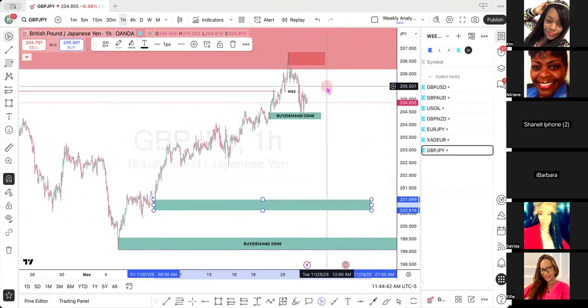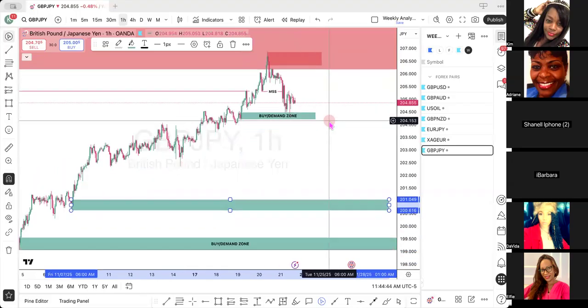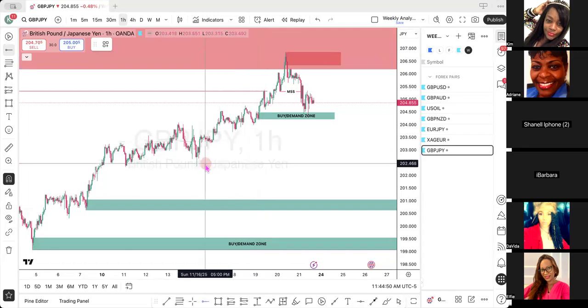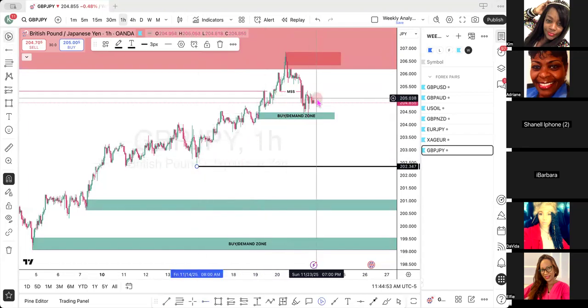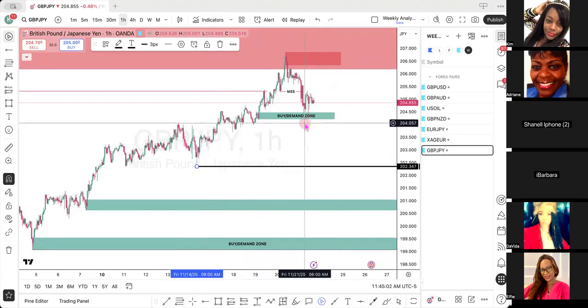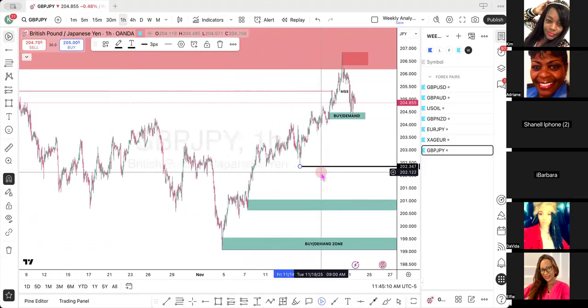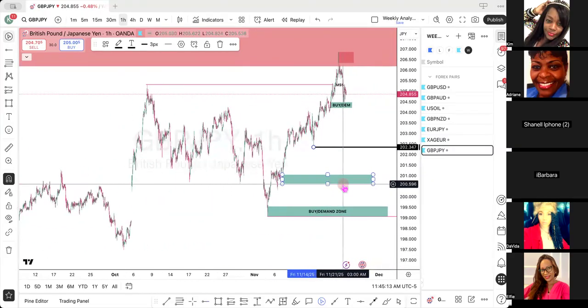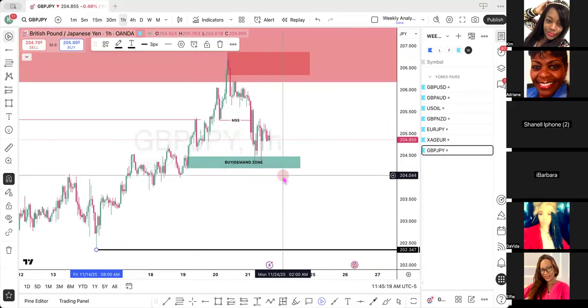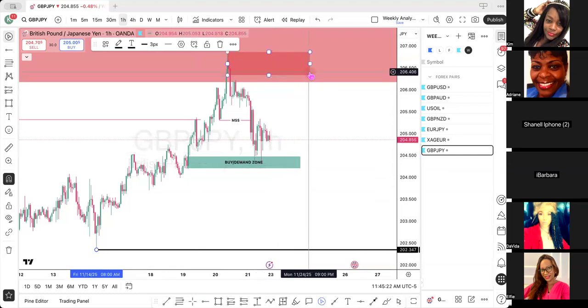Once this pulls back, depending on your trading style, you can target this low. If you want to target whatever low is created here, you can target that low. Or if you want to target this demand or this demand, that's all up to you. But as of right now, there has been a little shift in structure. Price tapped into this demand zone, so I'm expecting a push back up for the sell.